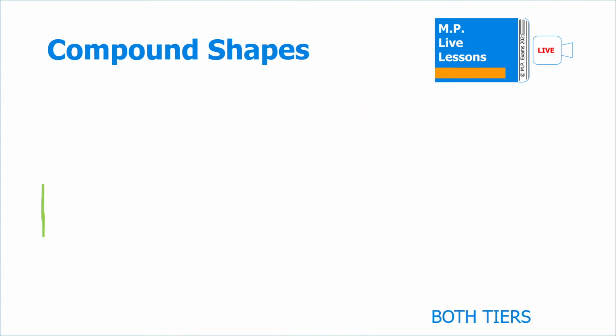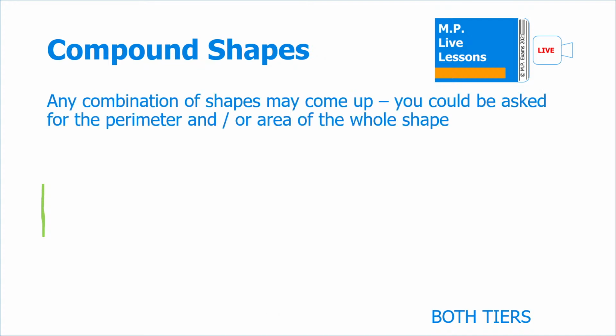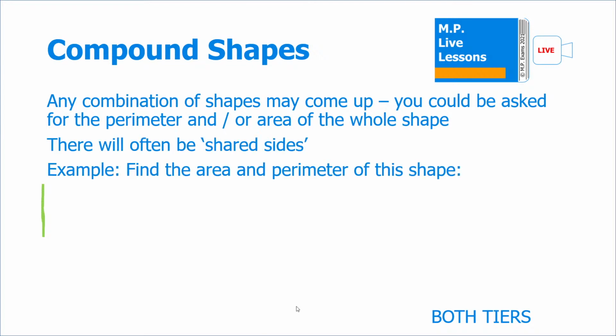Now we've got compound shapes for both tiers. Any combination of shapes may come up, so you could be asked for the perimeter or area of the whole shape. So there will often be shared sides. For example, find the area and perimeter of this shape.